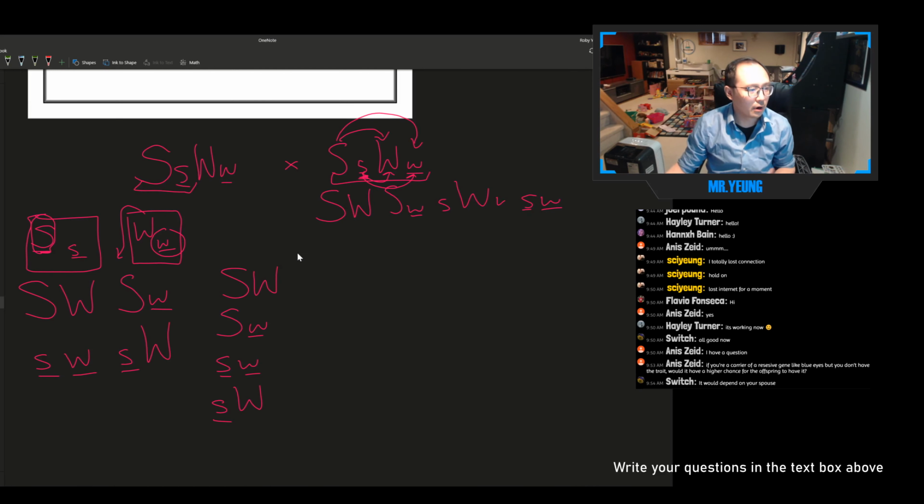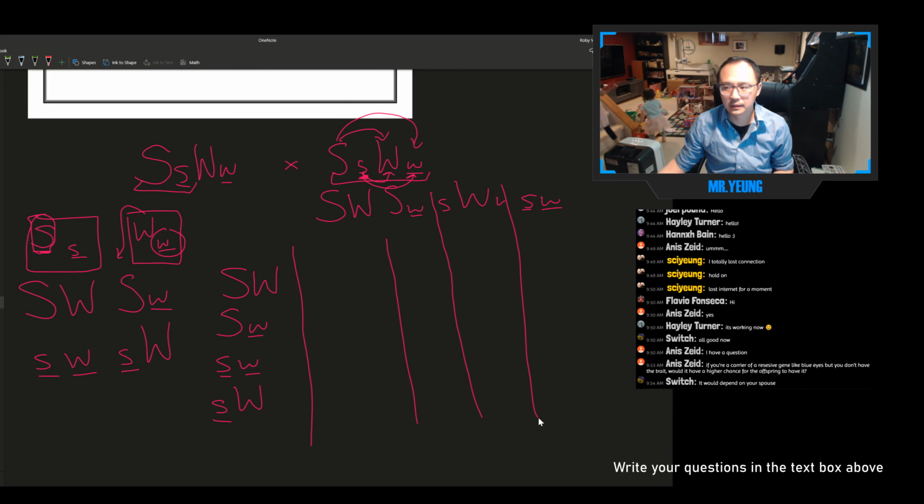So when you put all of this into your Punnett square, you're going to see that you have 16 boxes right here. Let me see if I can make this nice here. 16 boxes. So we're going to go and create this grid.